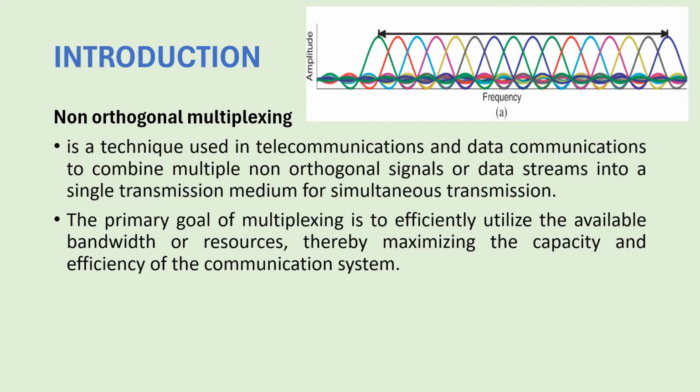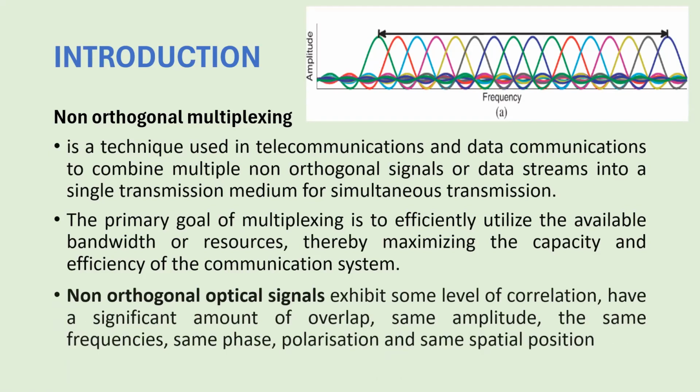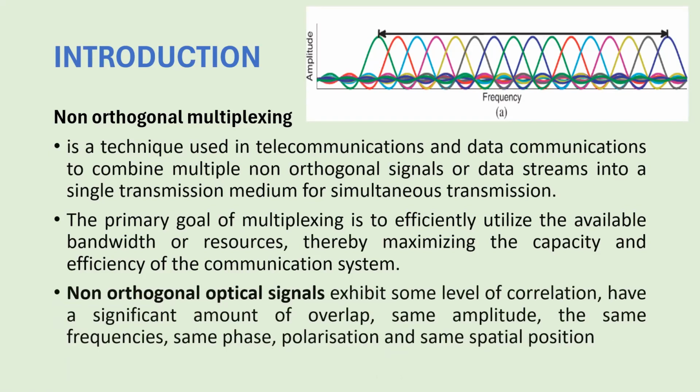signals or light fields. Now, the primary goal of multiplexing is to utilize the available bandwidth, thereby maximizing the channel capacity so that there is a high efficiency or high degree of throughput that is required by that transmission medium or an MMF.